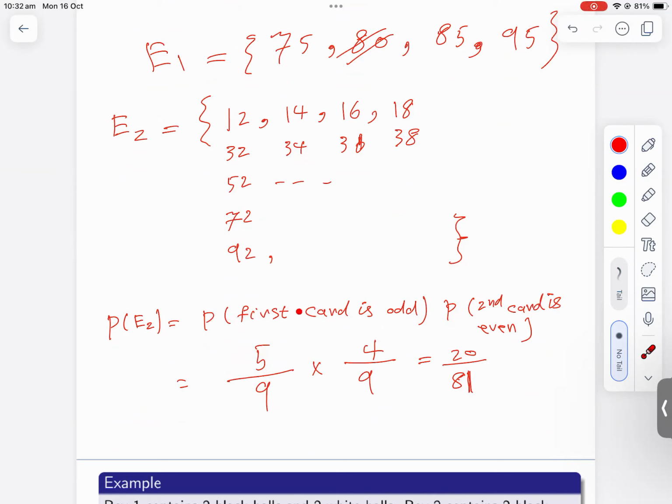But the second card, because we put the card back, the probability that the second card is even is 4/9. So this is 20/81, because the first card, we put it back and we draw another card. They are independent events.